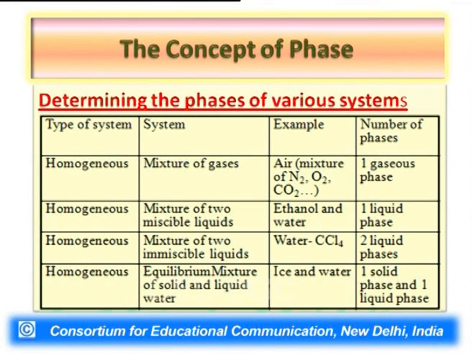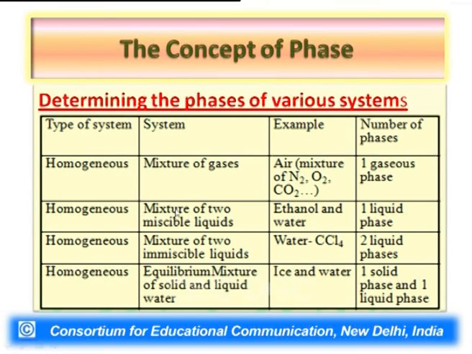Determining the phases of various systems. If we have a type of system, homogeneous means there is only one single phase, and heterogeneous means there would be more than one phase. A system that is a mixture of gases, as I discussed earlier, is air, which is a mixture of nitrogen, oxygen, carbon dioxide, and so on. Because gases are all miscible in all proportions, they constitute only one phase.